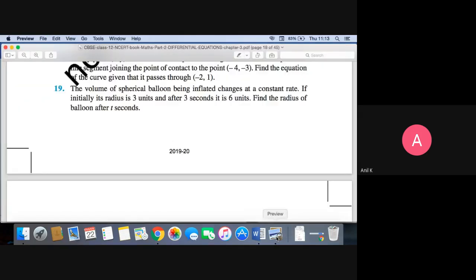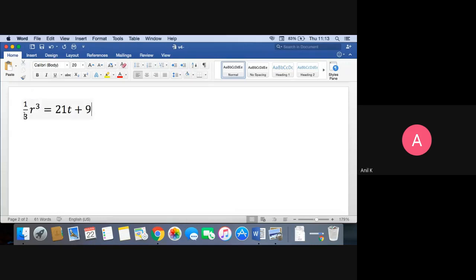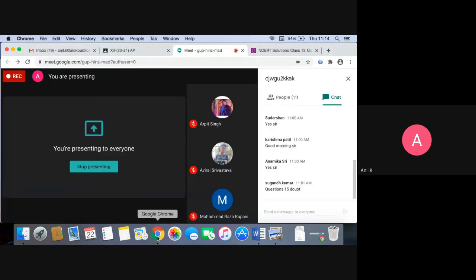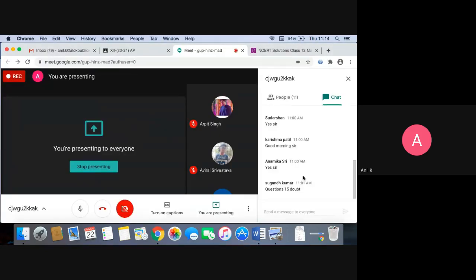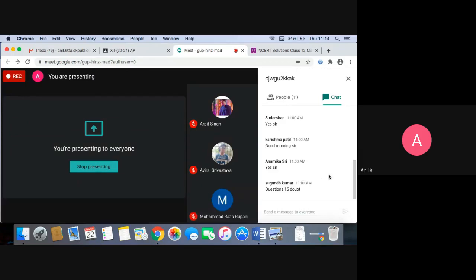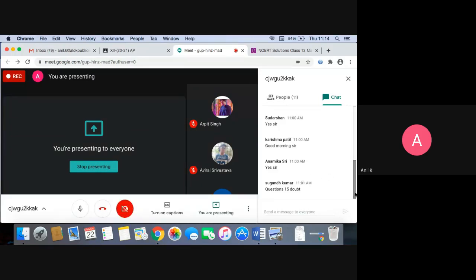That's what the question asks: find the radius of the balloon after t seconds. So this is the radius. If you want, you can send the 3 to that side. Then you will get r cube equals 63t plus 27. So at any given time, you can always find the radius. Is this clear for everyone? Yes, students? Or does anyone have a doubt? Please say yes or no.